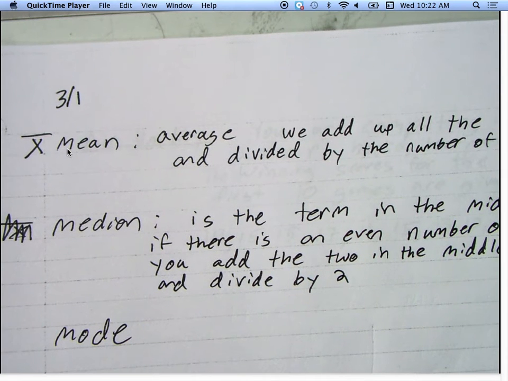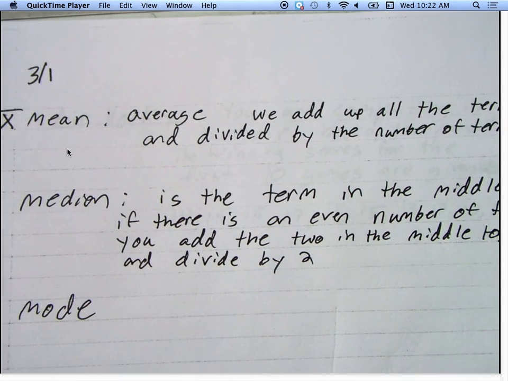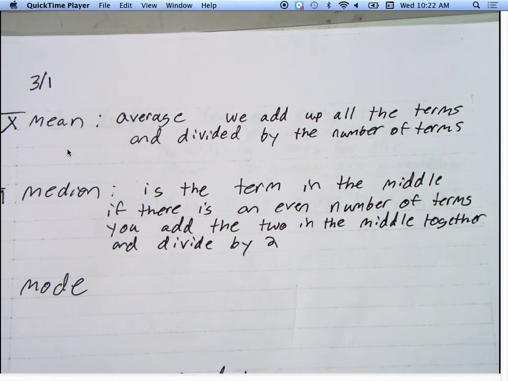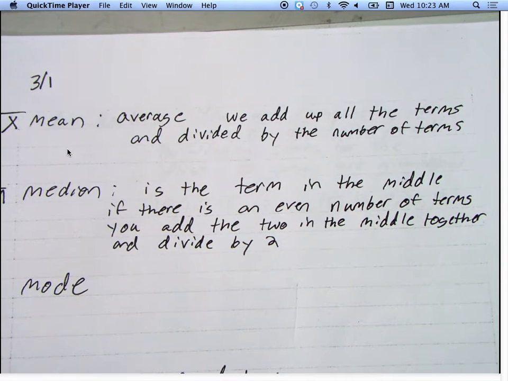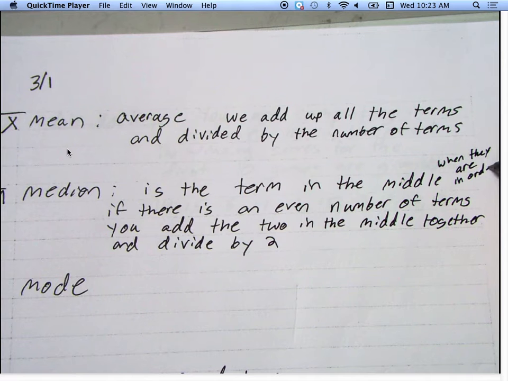Real quick before we move on, often the symbol for mean is an X with a line over it. So just don't forget that. X with a line over it. Another important thing about the median that Abby just brought up is that it is the term in the middle when they are in order. Because if they're not in order, that doesn't work.